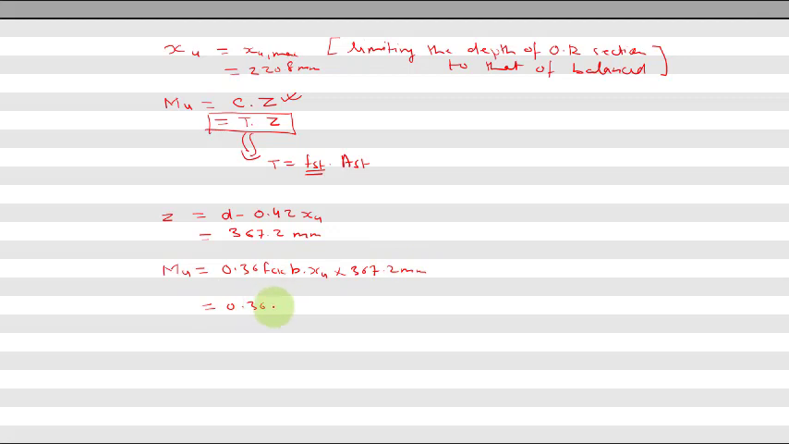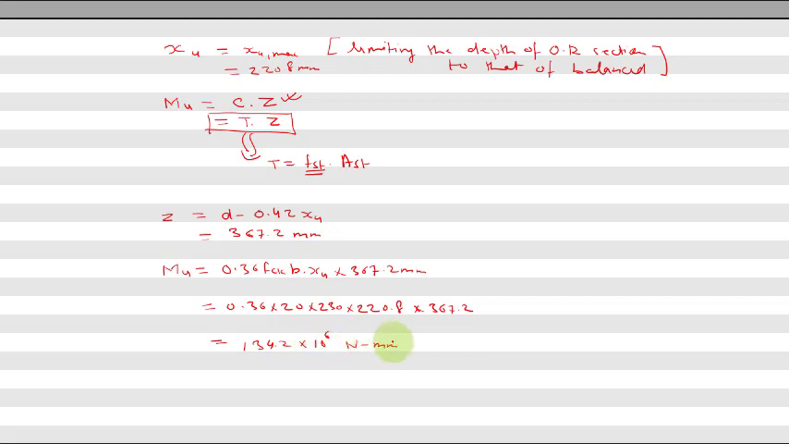The grade of concrete is 20, the width of the beam is 230, and XU, which we have limited just now, is 220.8. So 220.8 into 367.2. If I do this, what I get is MU. You get this as 134.2 into 10 to the power of 6 Newton millimeter.